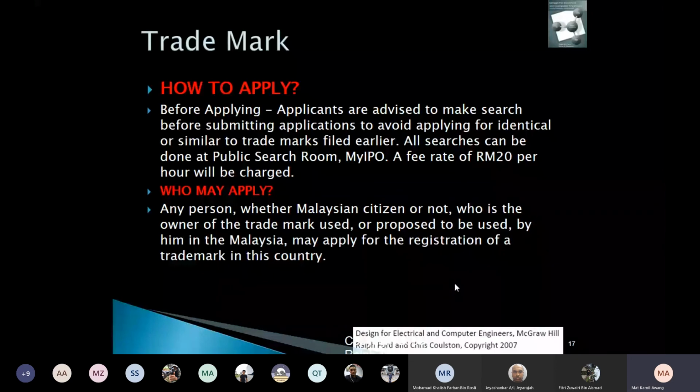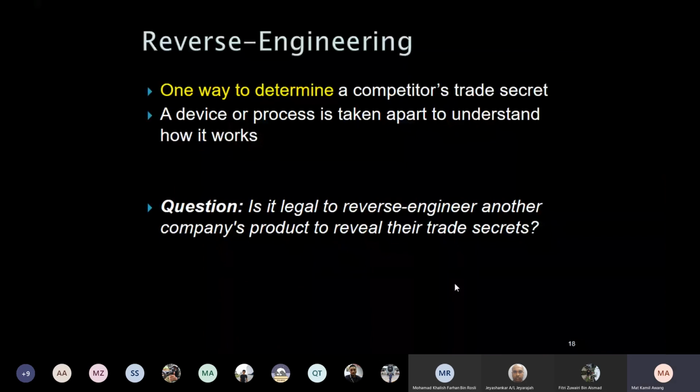Before applying, applicants are advised to make a search before submitting an application, to avoid applying for an identical or similar trademark filed earlier. All searches can be done at MyIPO at a rate of 20 ringgit per hour. Who may apply? Anybody can apply, whether they are Malaysian or not.